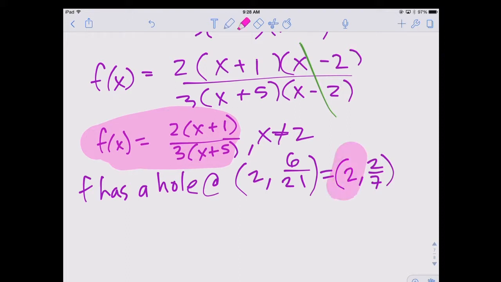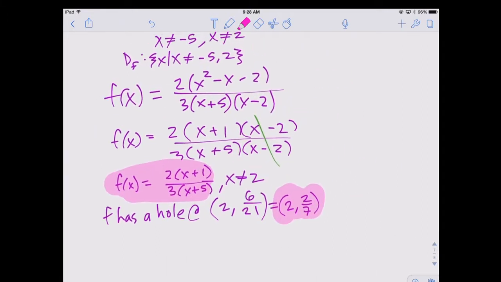Now, this is important. It's not a point on a graph because it's a hole, but when we graph it, we're going to put a what at the ordered pair? 2 comma 2/7. An open circle. And it gives us a target through which we can sketch the graph.